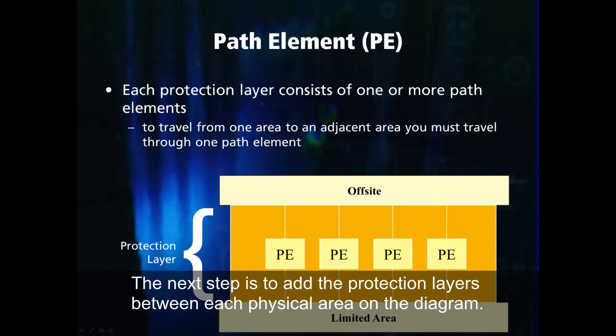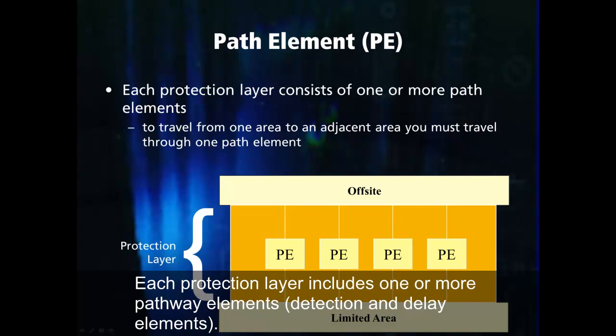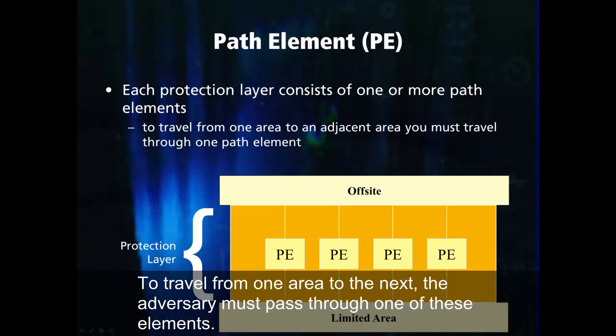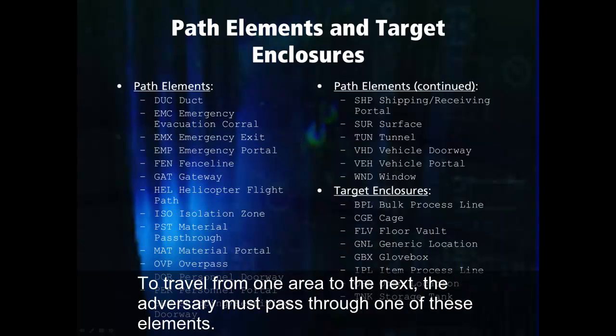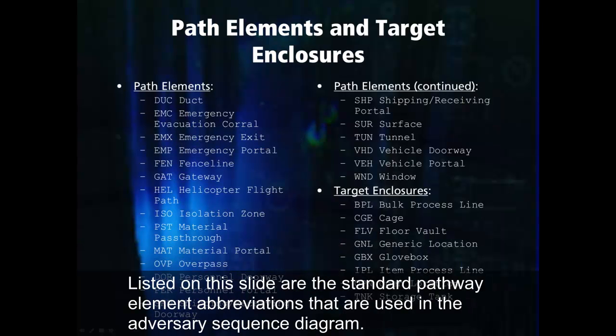The next step is to add the protection layers between each physical area on the diagram. Each protection layer includes one or more pathway elements, detection and delay. To travel from one area to the next, the adversary must pass through one of these elements. Listed on this slide are the standard pathway element abbreviations that are used in an adversary sequence diagram.